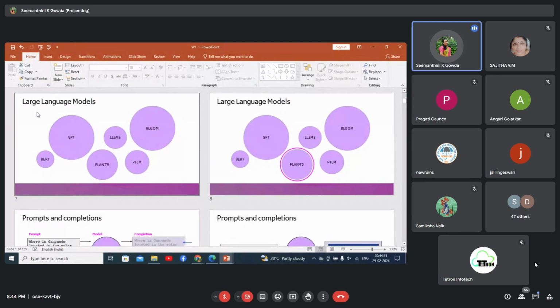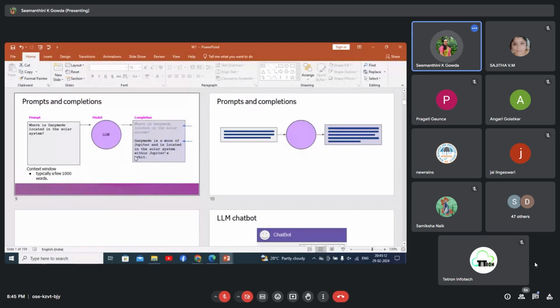What is this large language modeling? What are the different types of large language models we have seen? It can be the usage of GPTs, or BERT, or LaMDA, or FLAN. These are the different types of large language models, which mainly work with the processing or generation of a huge amount of data. That is what we mean by large language modeling. And what does this prompt indicate?